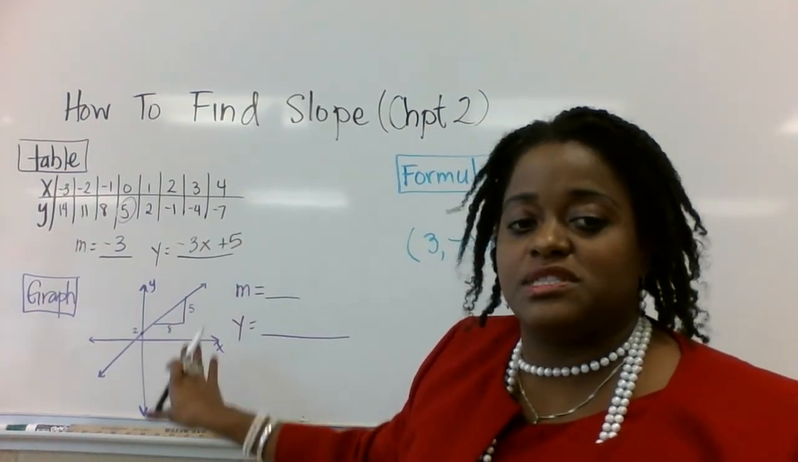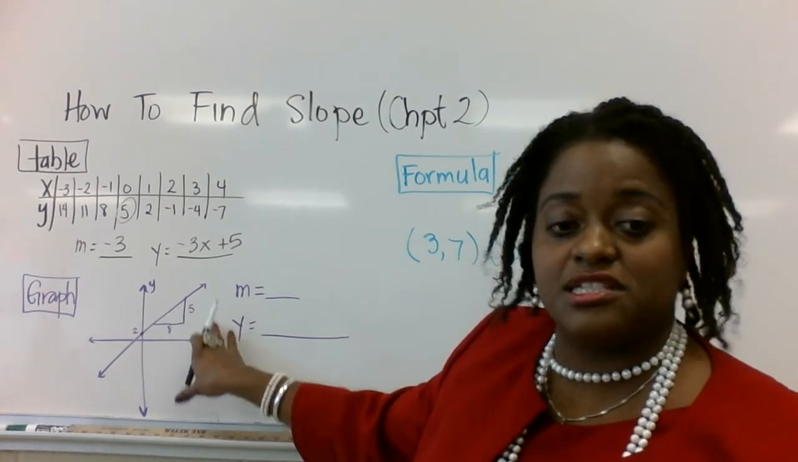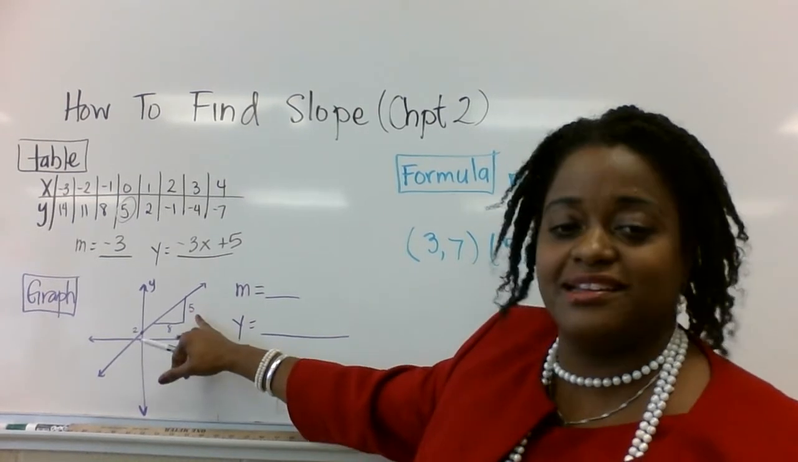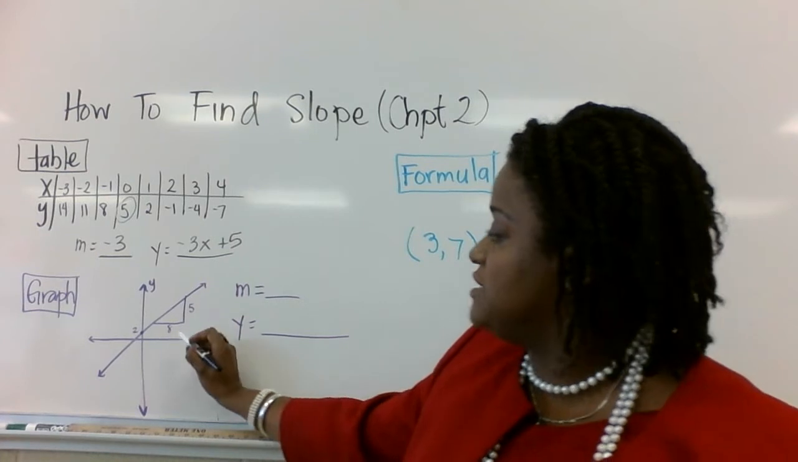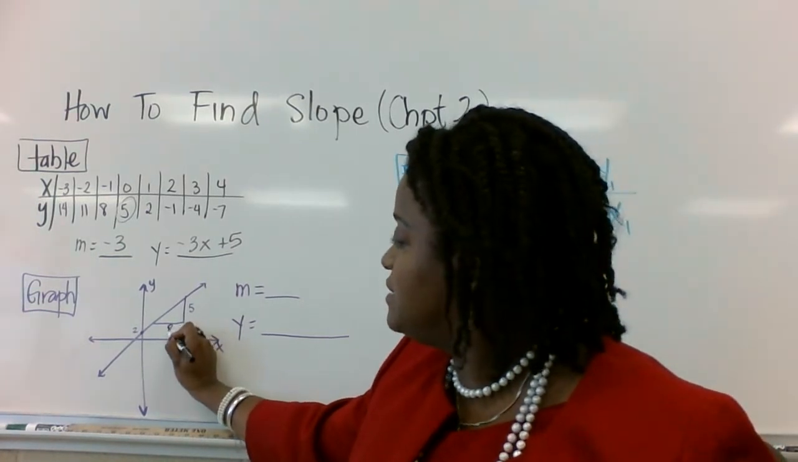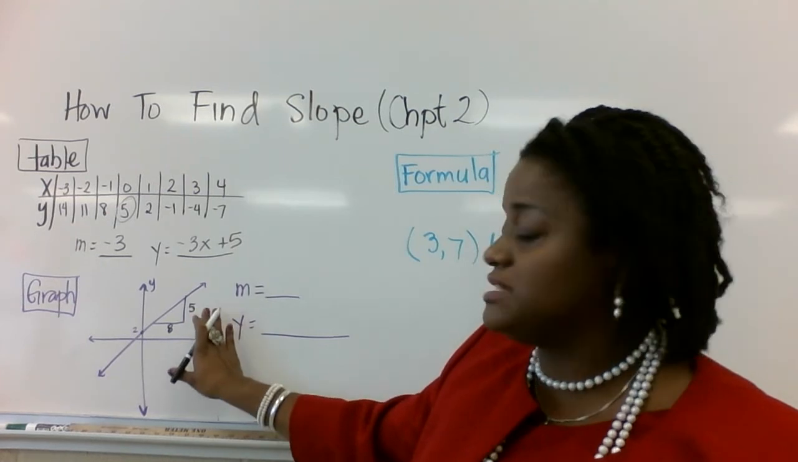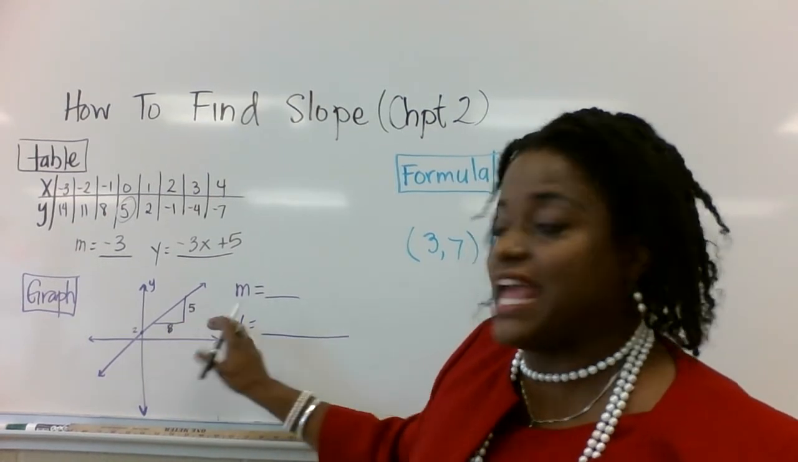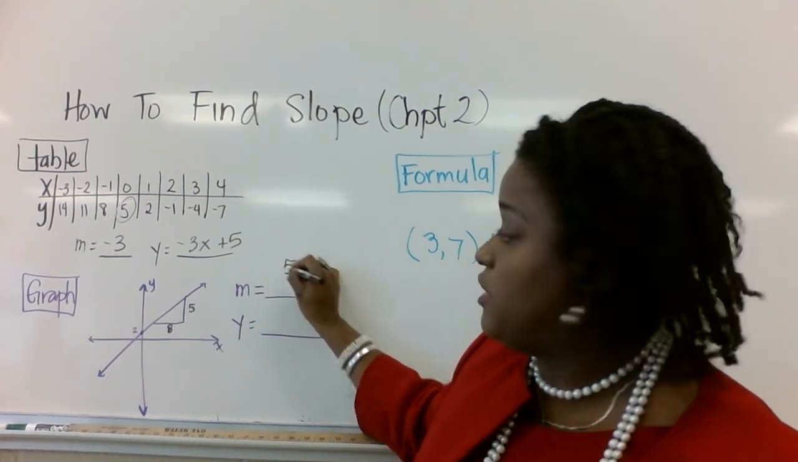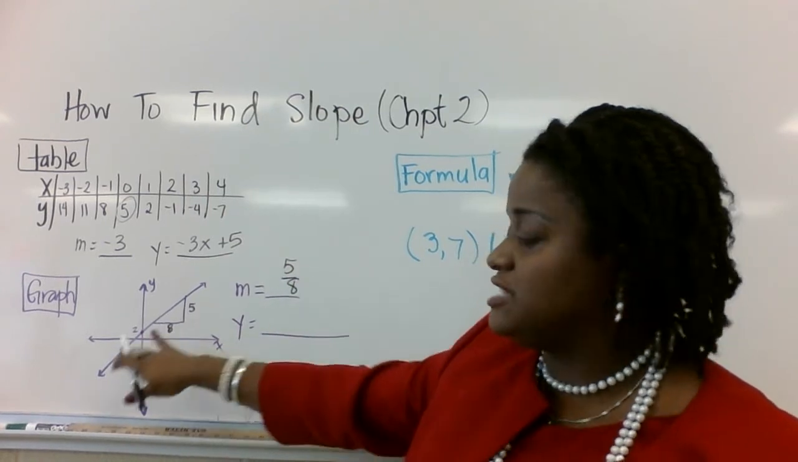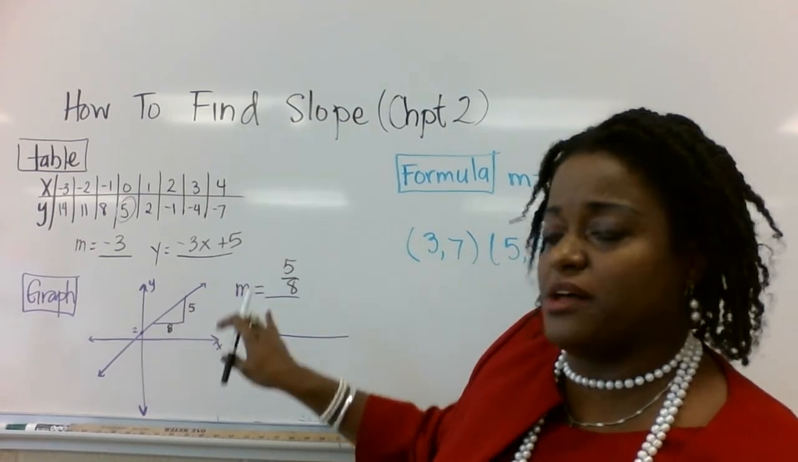Another way we've learned was looking at the graph. We look at the slope triangle. Here is an 8, and there is a 5. So the vertical is 5 and the horizontal is 8. So the slope is 5 over 8. And it's reaching up to the right, so it's a positive slope.